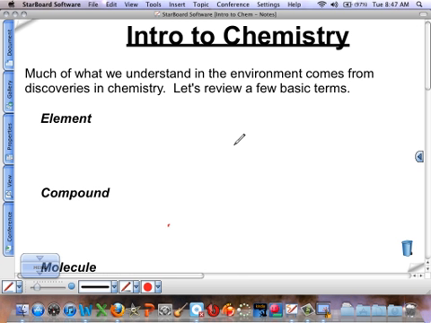So first of all, who can tell me what they think an element is? What makes something an element? Water is not an element. We're not talking about Boron. Boron is, yes, an element. But what makes it an element?